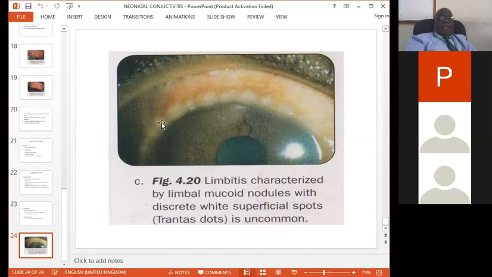These are the limbal mucoid nodules. This one will be brownish, and this one is somehow clear. If you evert the upper lid, you find there may even be cobblestones. Limbitis is characterized by limbal mucoid nodules with discrete white superficial spots. These are also called Trantas dots.